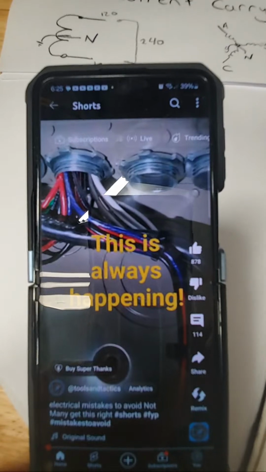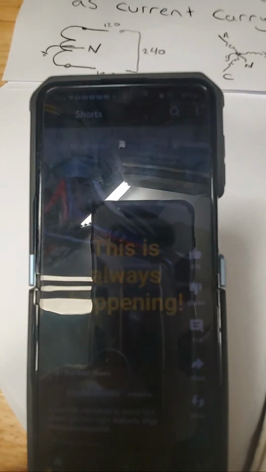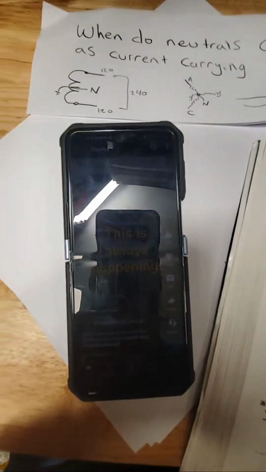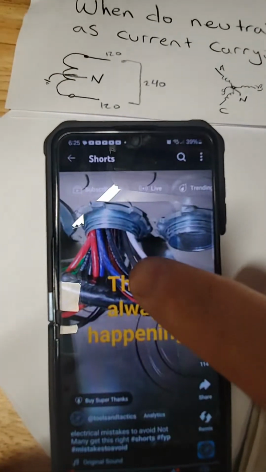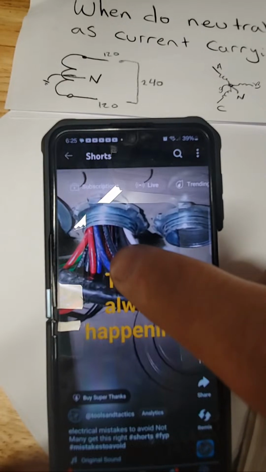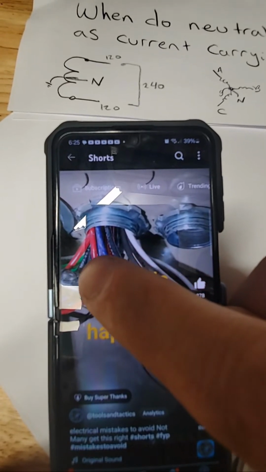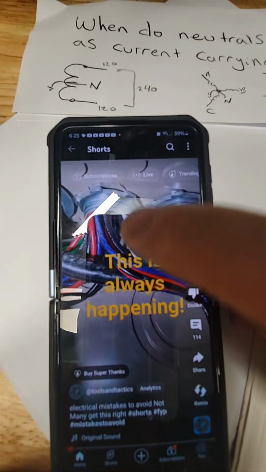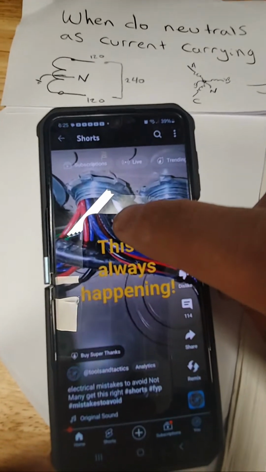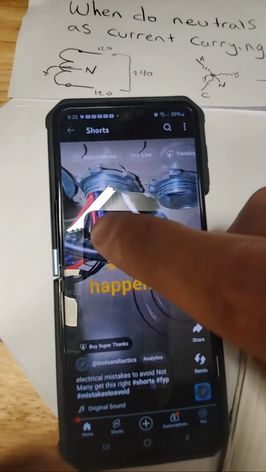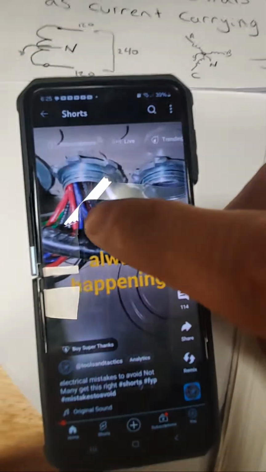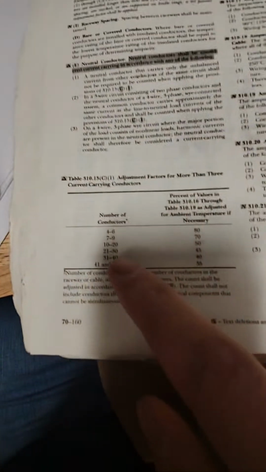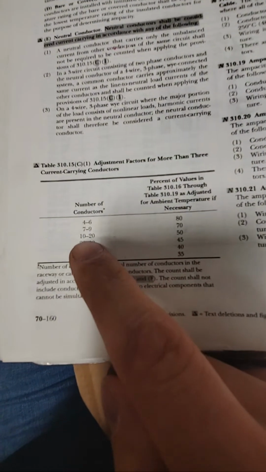is make sure that we've got the chat active. Perfect. Okay. So, 6 current. We've got 1, 2, 3, 4, 5, 6, 7, 8, 9, 10, 11. Whenever I was there, I counted about 12 hots inside this one pipe. This is what the code book says about 12 hots. Not even neutrals yet. What does 12 hots say? 10 to 20 current carrying conductors.